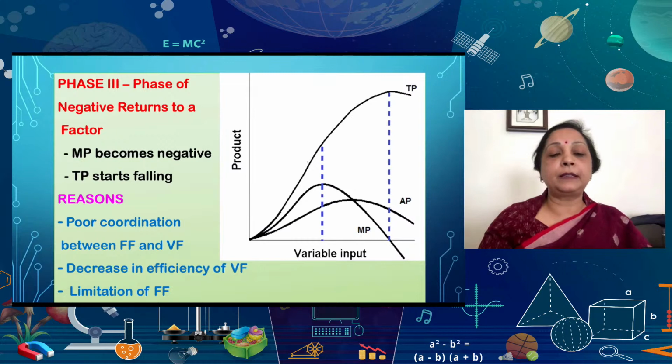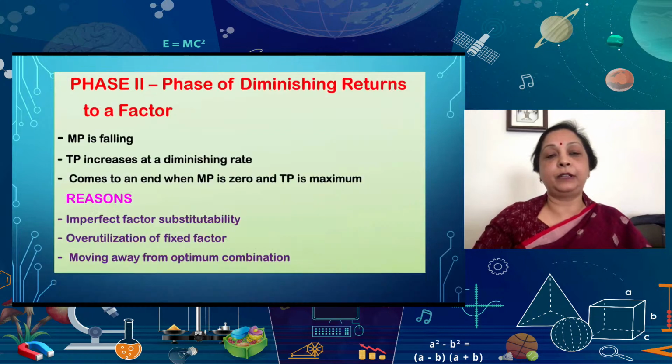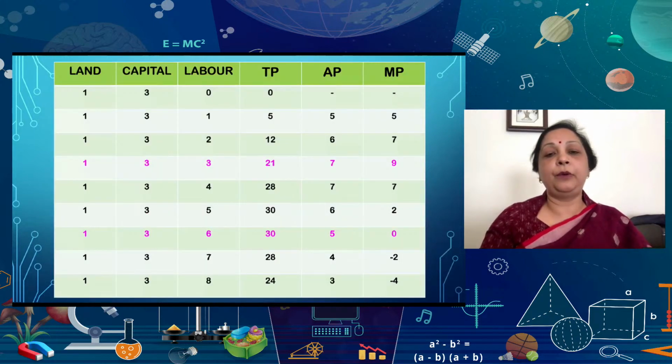And the last one is the fixed factors are limited. The fixed factors are fixed. They have not been changed. So because of that, they have limitation. They can't work to the full efficiency. After the third unit in this example, you go on employing more and more of labor to the same amount of machine. Machine is not able to work efficiently. That's the limitation of the fixed factor, which brings down the marginal product to the negative side and TP starts falling.